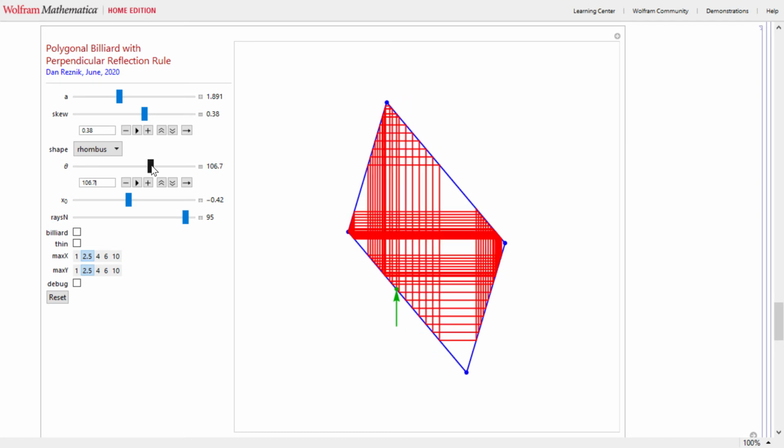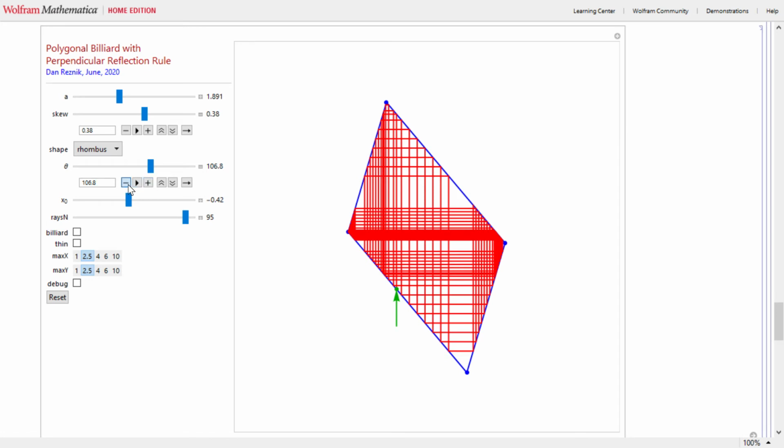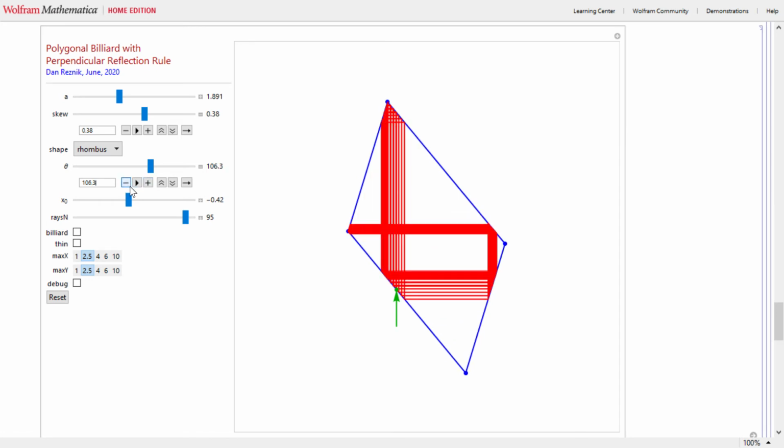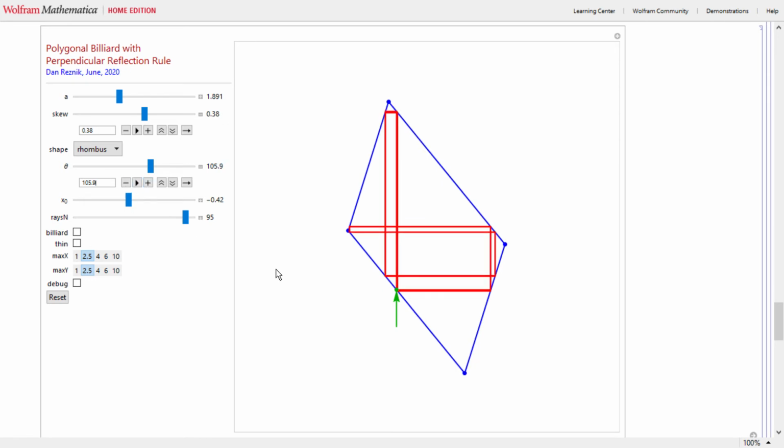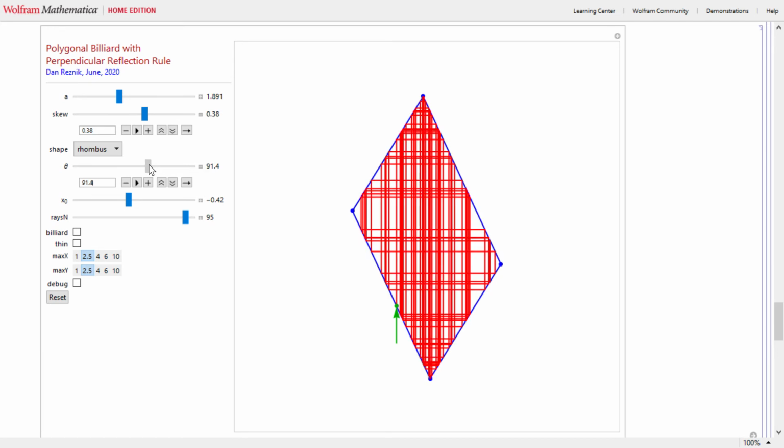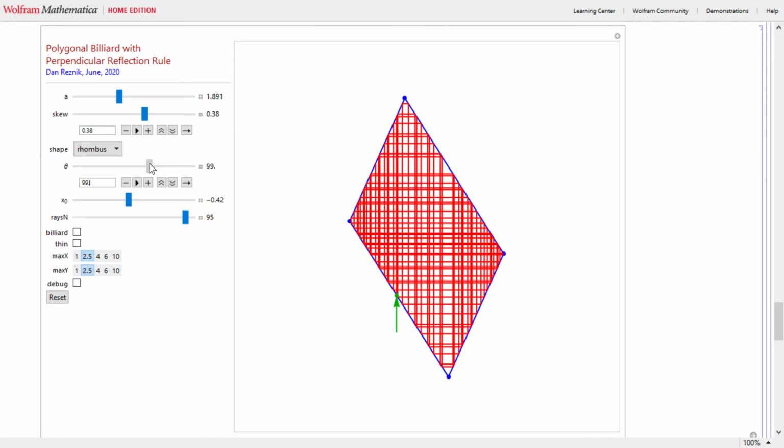Okay, let's see if I can organize rays here. Let's play with this angle slowly. Let's see what we're getting here. So we're getting, yes, there we have it. So here's our first example. How many rays are there here? There's 1, 2, 3, 4, 5, 6, 7, 8, 9, 10. So this looks to be like a 10 periodic, but now this shape no longer has an axis of symmetry.